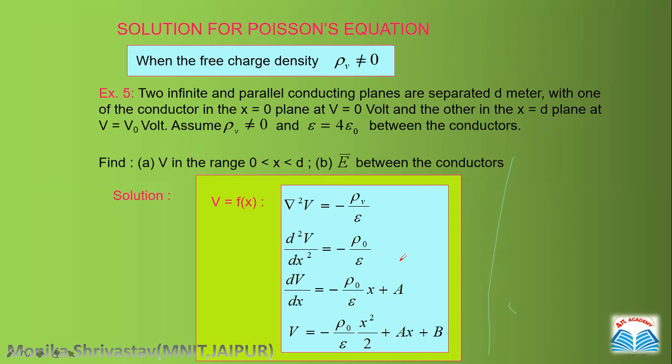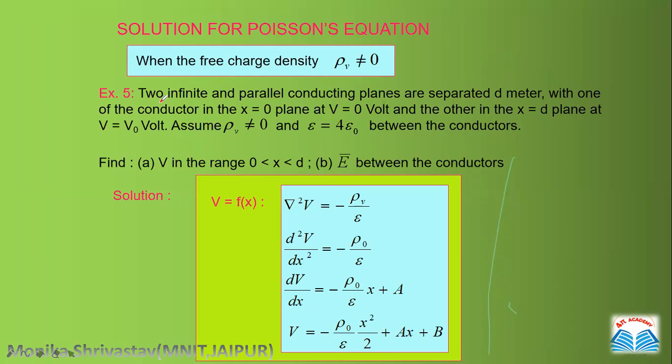What will you do? So this is example number 5, which states that two infinite and parallel conducting planes are separated d meter, with one of the conductors in x equal to 0 plane at V equal to 0 volt and the other in x equal to d plane at V equal to V0 volt. Assume rho v not equal to 0 and epsilon equals to 4 epsilon naught between the conductors. We have to find V in the range x greater than 0, less than d, and electric field E between the conductors. So if charge density is not equal to 0, we will not use the Laplace equation.